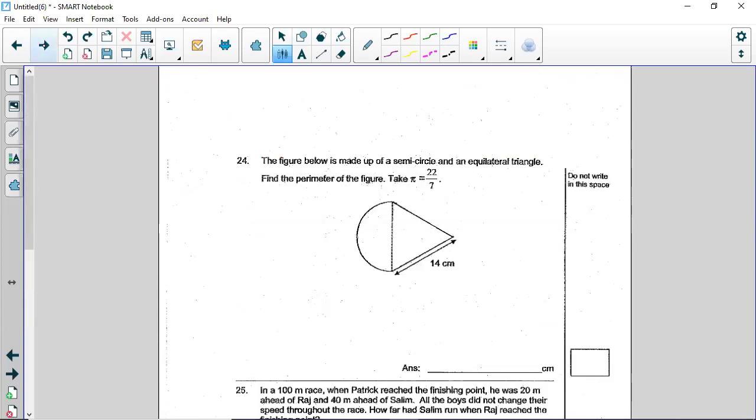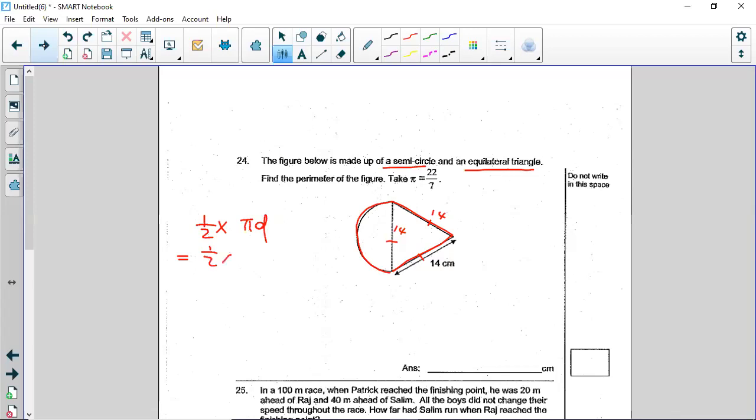Now the figure is made of a semicircle and an equilateral triangle. Equilateral means all sides are equal, so 14 here, and here also 14. Can you find the perimeter? Perimeter means add all the sides. So you add 14 plus 14. Then how do you find the circumference of the semicircle? Always put the fraction half in front because it's a semicircle, times pi d. Don't forget the formula.